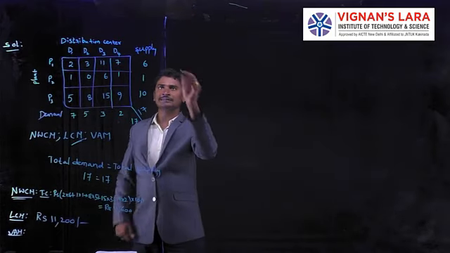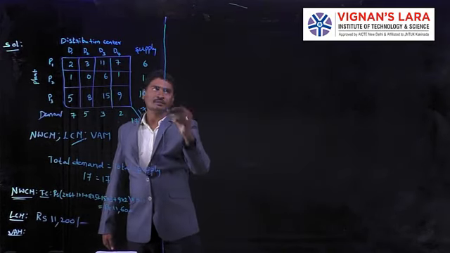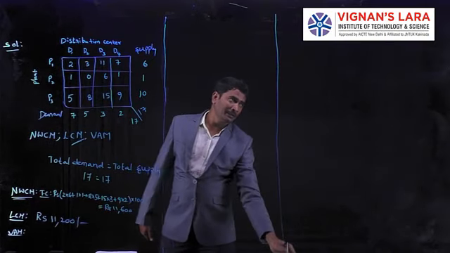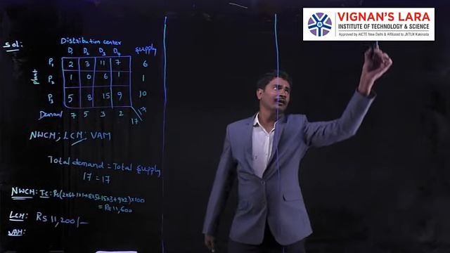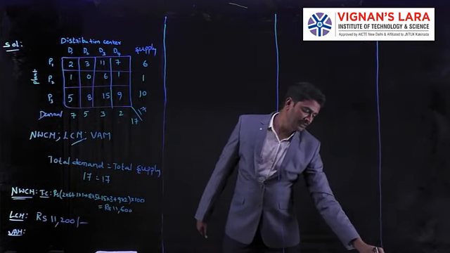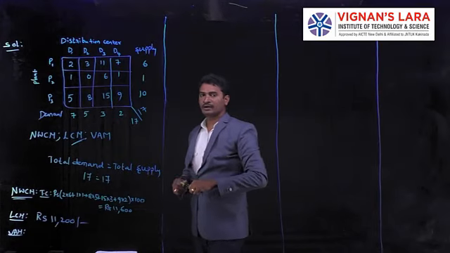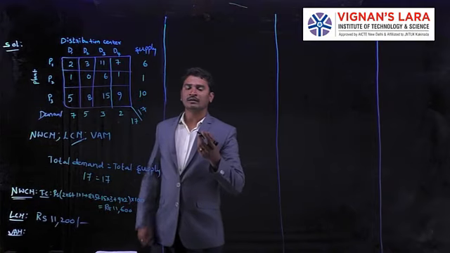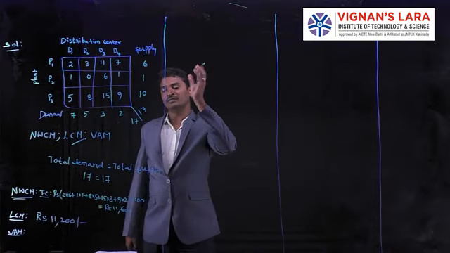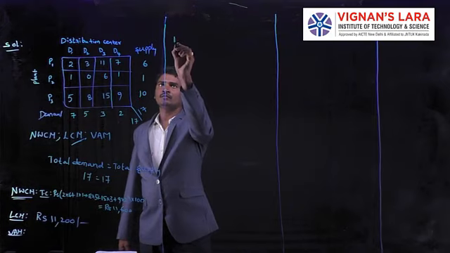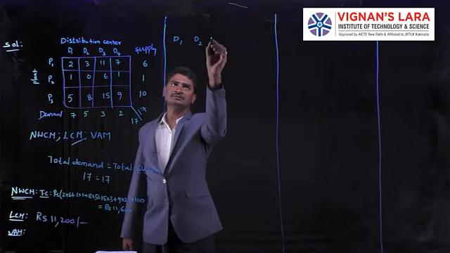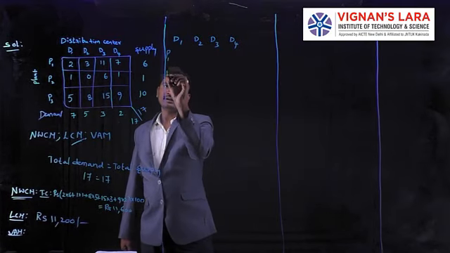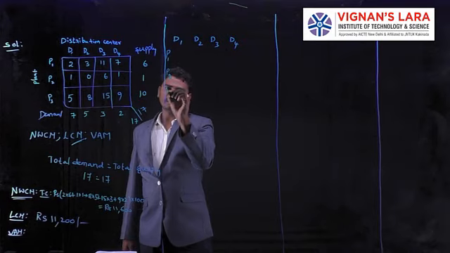Now we are going to solve the problem with the help of the VAM method. It is also called the penalty method. Here we have to calculate the penalties. After calculating the penalties, we have to identify the highest penalty. Then we have to identify the least cost, and there we have to allocate the units. Okay. Here we have 4 demand stations, D1, D2, D3, D4, and 3 plants, P1, P2, P3.